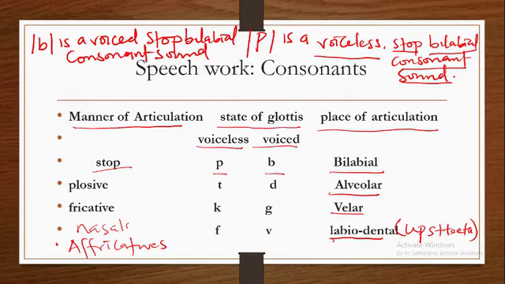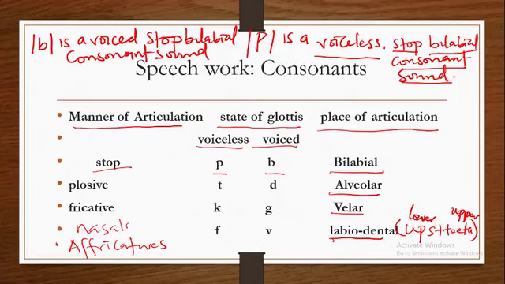I told you when you say labiodental, it has to do with the lips plus what? The teeth. Please, more importantly, what part of the lip is the labiodental? It has to do with the lower lip and the upper teeth.